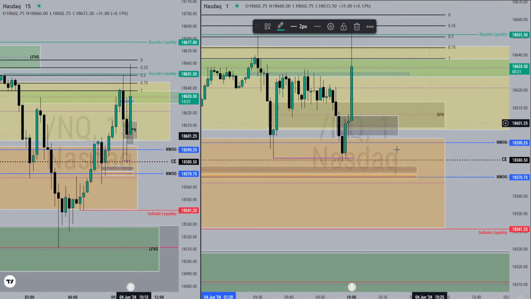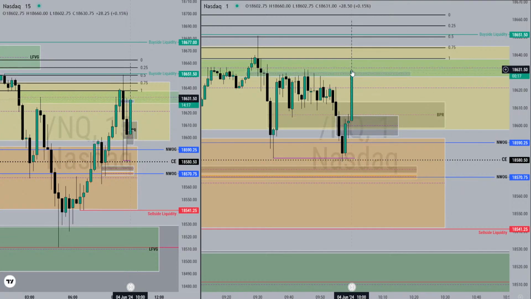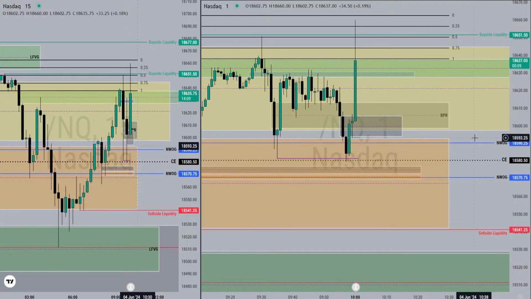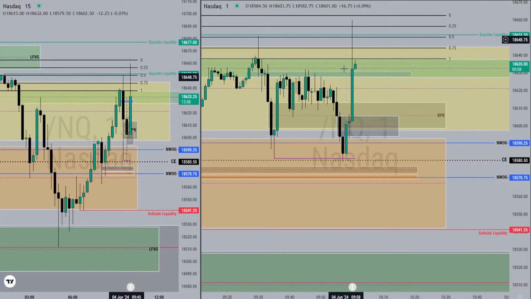Take this buy side liquidity, came here. I need to see how this candle close. I really would love to see it will close below this fair value gap. Below this fair value gap. I really would love to see that. Okay, it closed above this fair value gap.